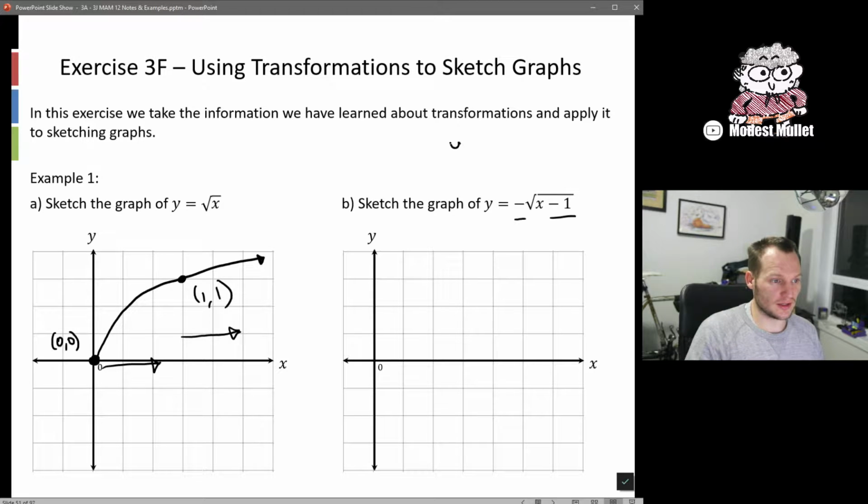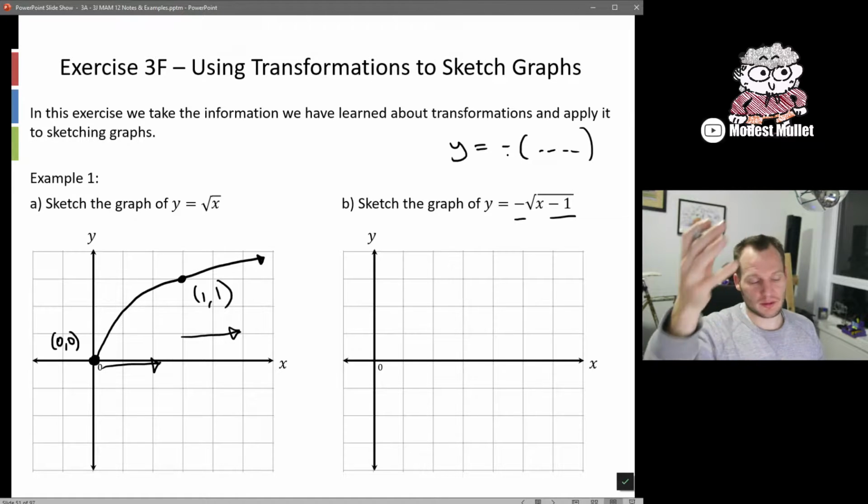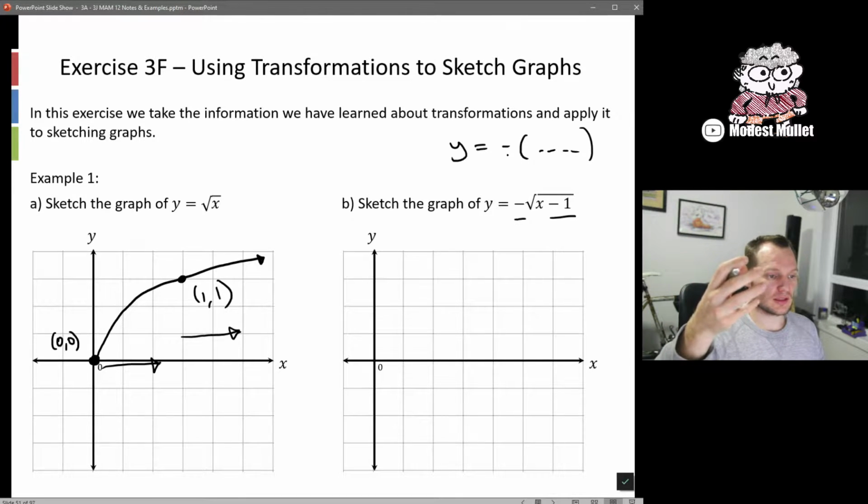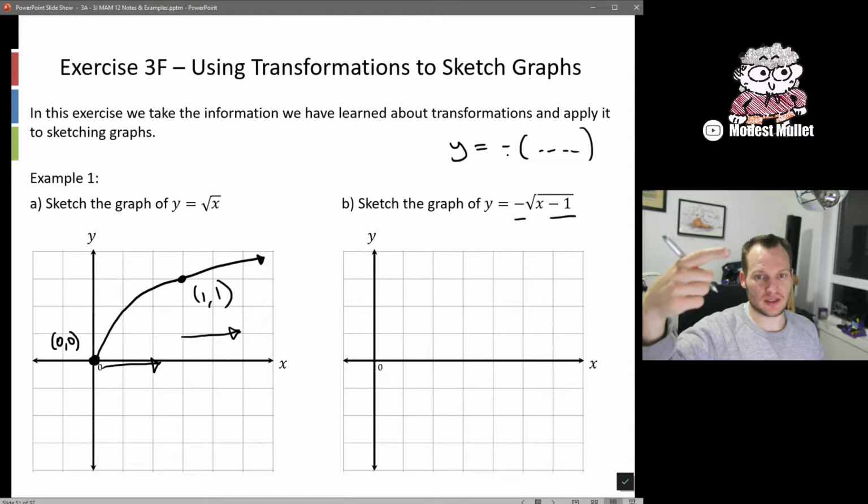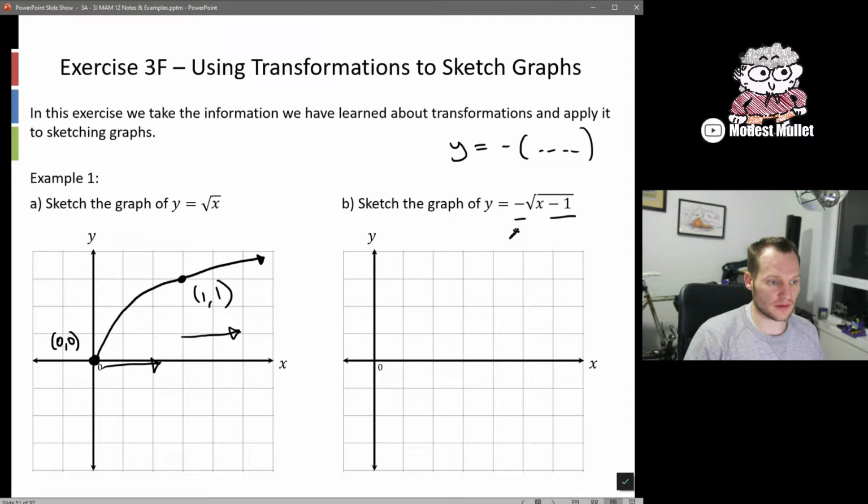Let's think what that negative does to whatever we've done. We've put in our x, maybe we get 2 out. It now becomes negative 2. So every value that we're putting in that was getting a positive y value is now negative. That means it's flipped down. So if we see this negative out the front, we can tell that it is reflected about the x-axis.